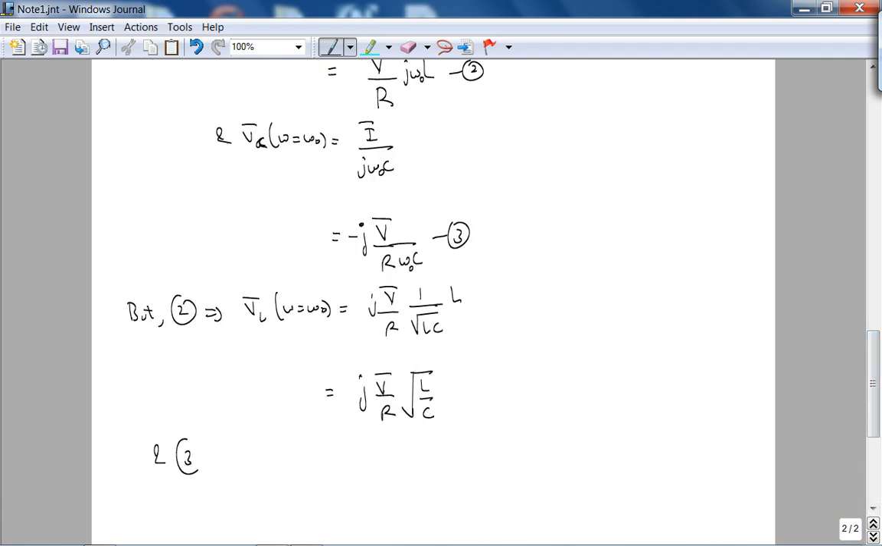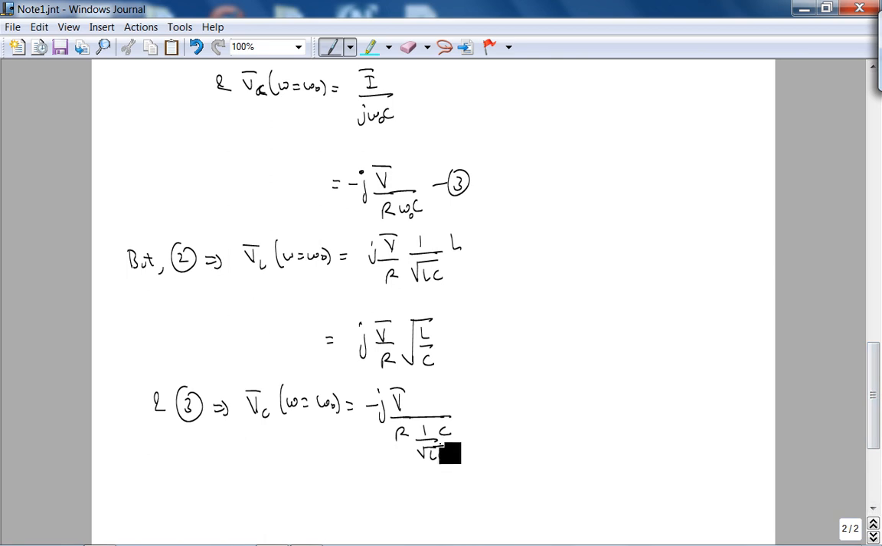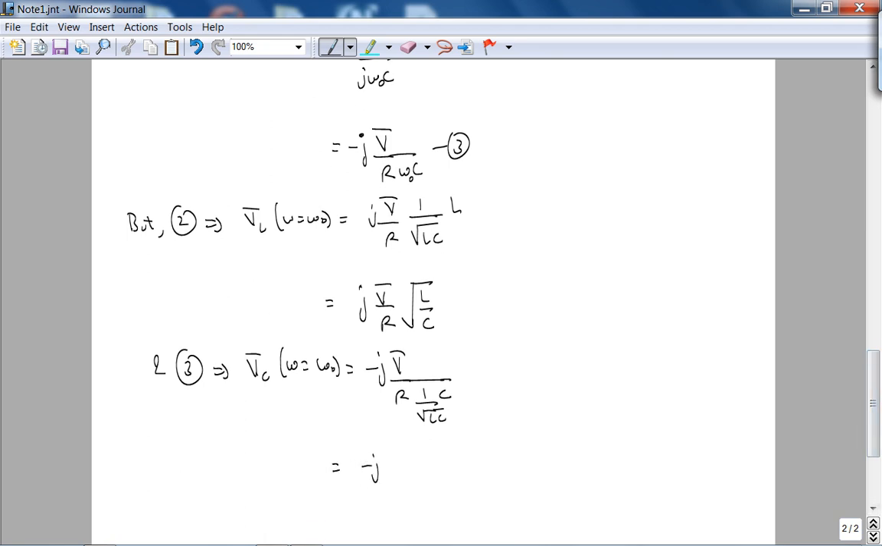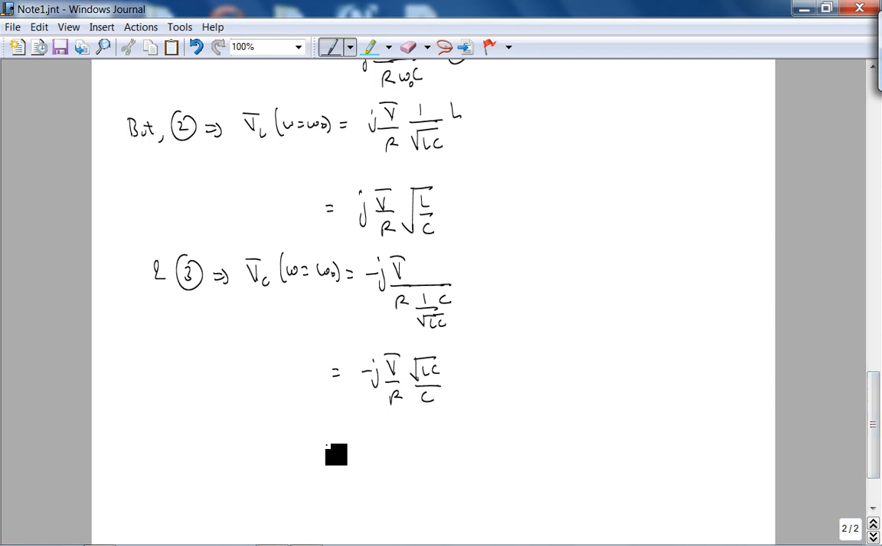However, 3 implies, watch, VC bar at omega equals omega naught is minus j V bar over R. Omega naught is 1 over square root of LC times C. So if you multiply and divide by square root of C, you get simply minus j V bar square root of LC over C. So this is what I meant. So this is equal to minus j V bar over R.